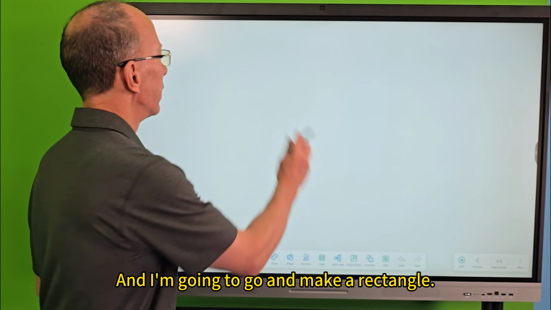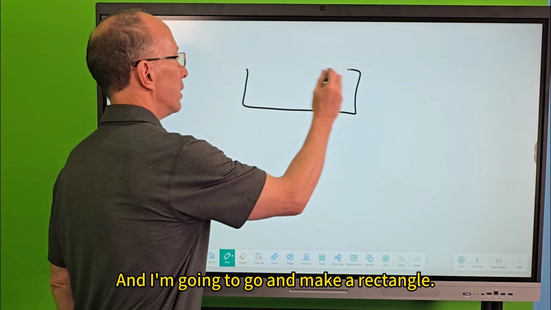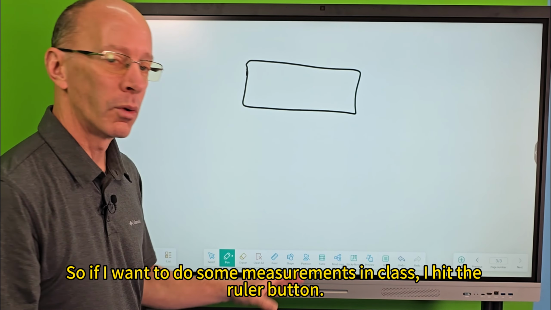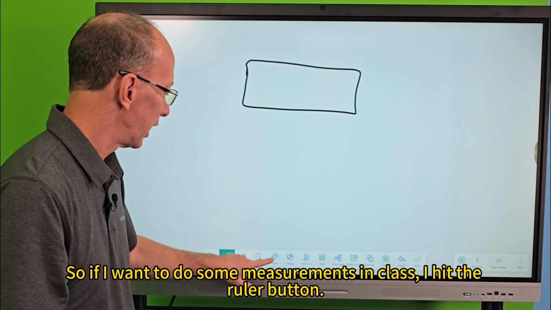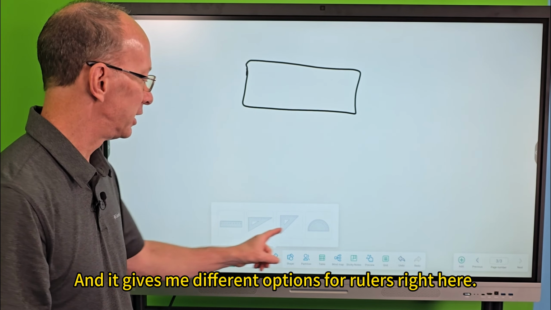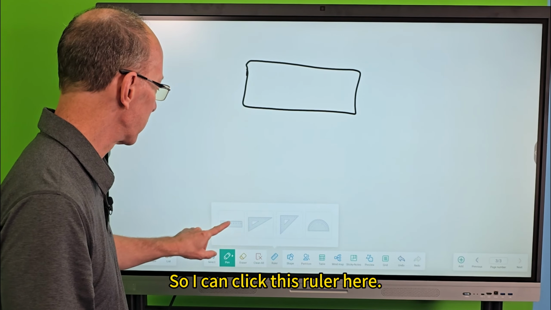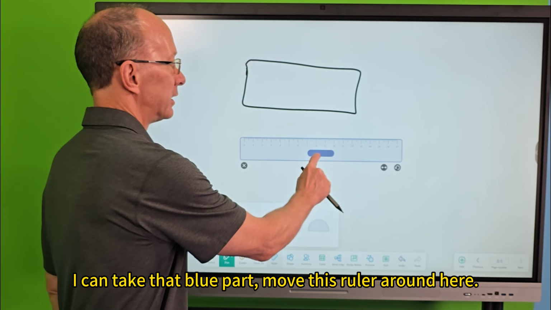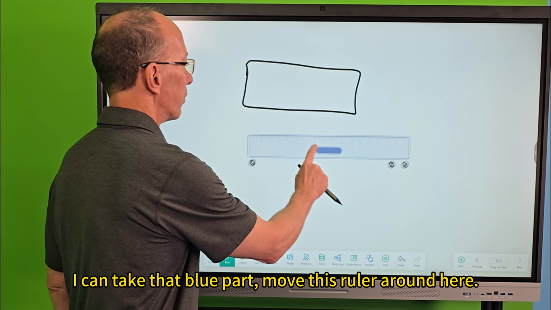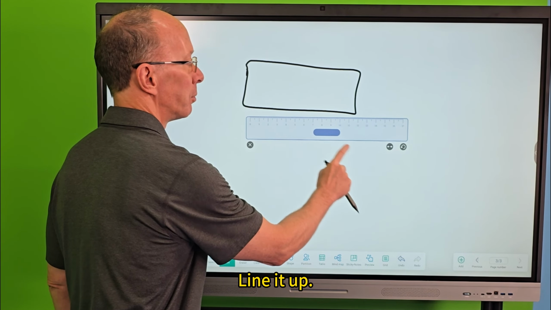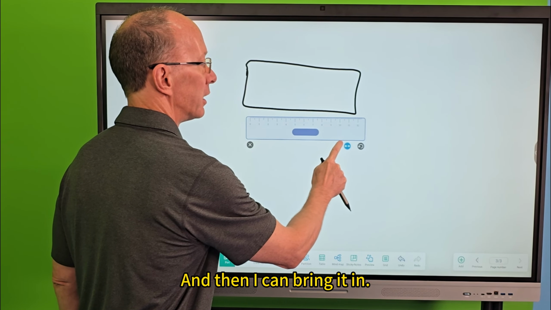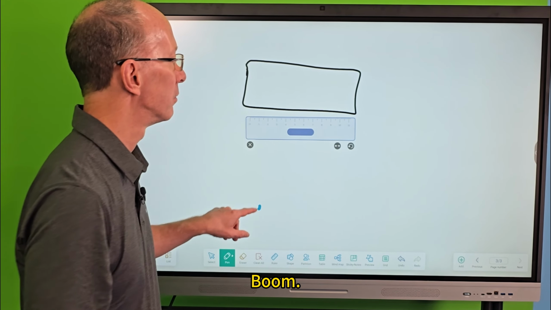And I'm going to go and make a rectangle. This is really nice. So if I want to do some measurements in class, I hit the ruler button and it gives me different options for rulers right here. So I can click this ruler here. I can take that blue part, move this ruler around here, line it up, and then I can bring it in. Boom. There you go.